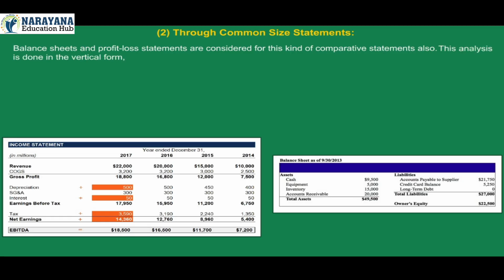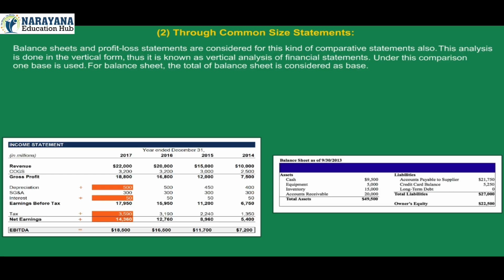This analysis is done in the vertical form, thus it is known as vertical analysis of financial statements. Under this comparison, one base is used. For the balance sheet, the total of the balance sheet is considered as base. For the profit and loss statement, sales is considered as base.